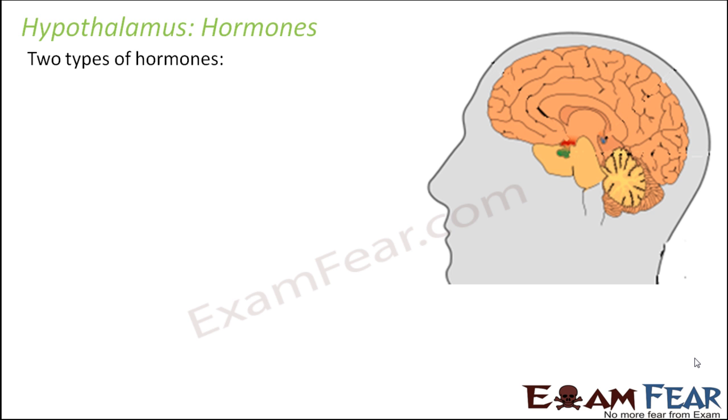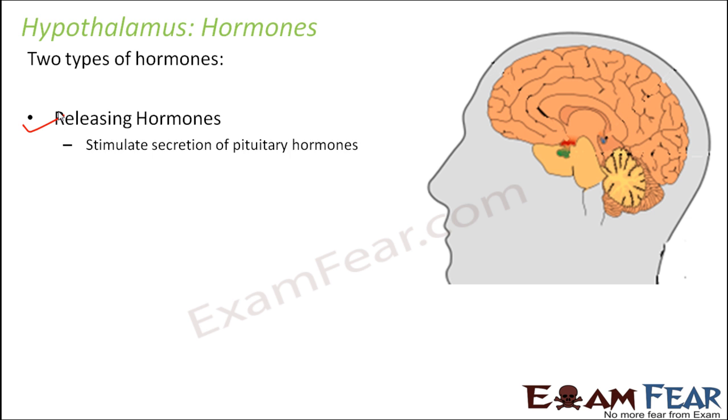Now, two types of hormones are released from the hypothalamus. One set of hormones are called the releasing hormones, and the other set are the inhibiting hormones. Let us see what releasing hormones are. These are the hormones which stimulate or activate the secretion of pituitary hormones. When these hormones are secreted from the hypothalamus, they tell the pituitary, okay, you also start secreting your hormones. So it activates the pituitary gland to secrete its hormones.